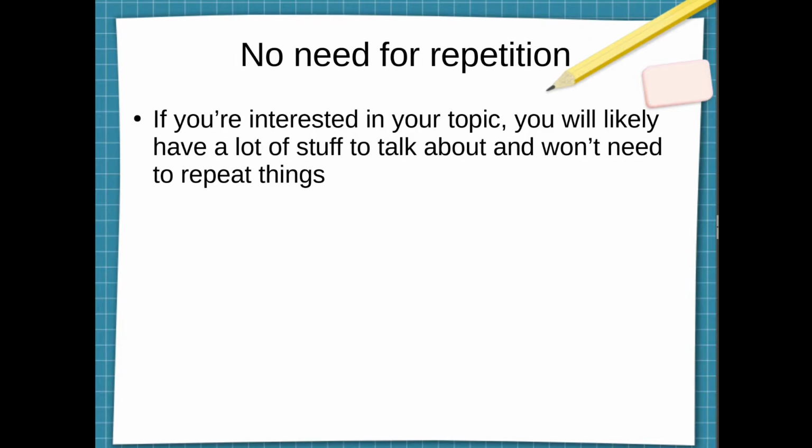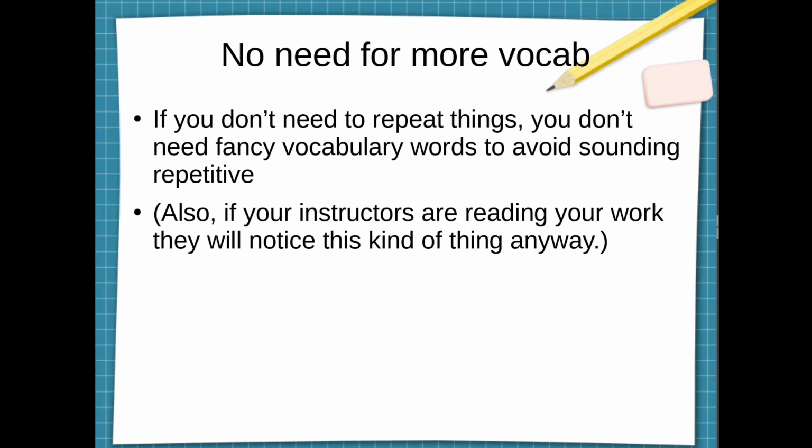So what this solves in terms of repetition is that if you're interested in something, you are going to have a lot of different things to say about it. And that means that you aren't going to need to repeat yourself, except when you are explaining how one thing relates to the next thing. That's the only time you're going to need repetition at all. You're always going to have something new if you're interested. And this also solves the issue of needing fancy vocabulary words because you aren't going to be repeating yourself as much.